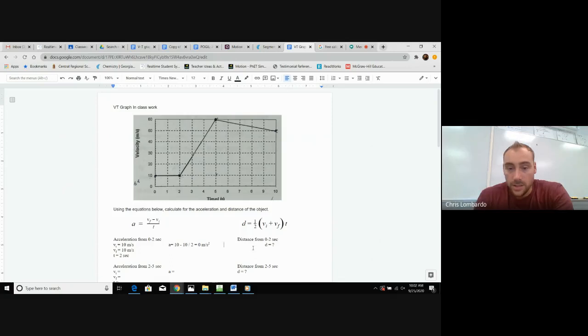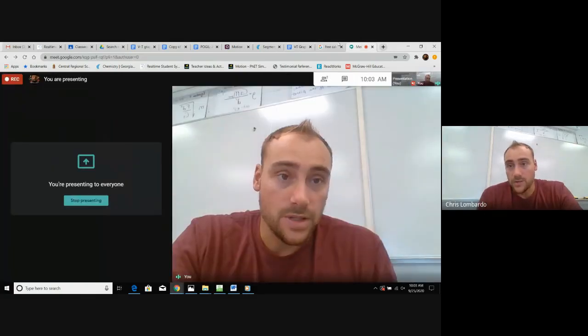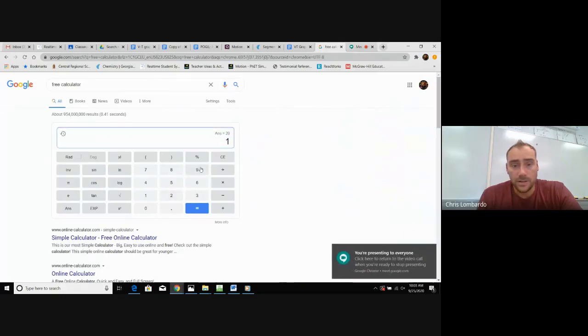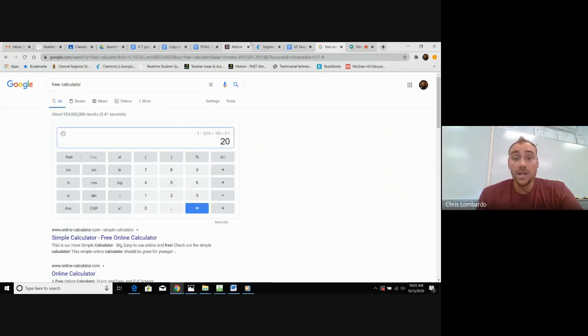Now to find the distance, you're going to use this equation. We're just going to do 1/2 of VI, which was 10, plus VF, which was also 10, times our time, which was 2 seconds. We're going to put this into a calculator. I'm using the free calculator here. So 1/2 times what was in the parentheses, 10 plus 10, and times that by 2, telling us that we moved 20 meters.